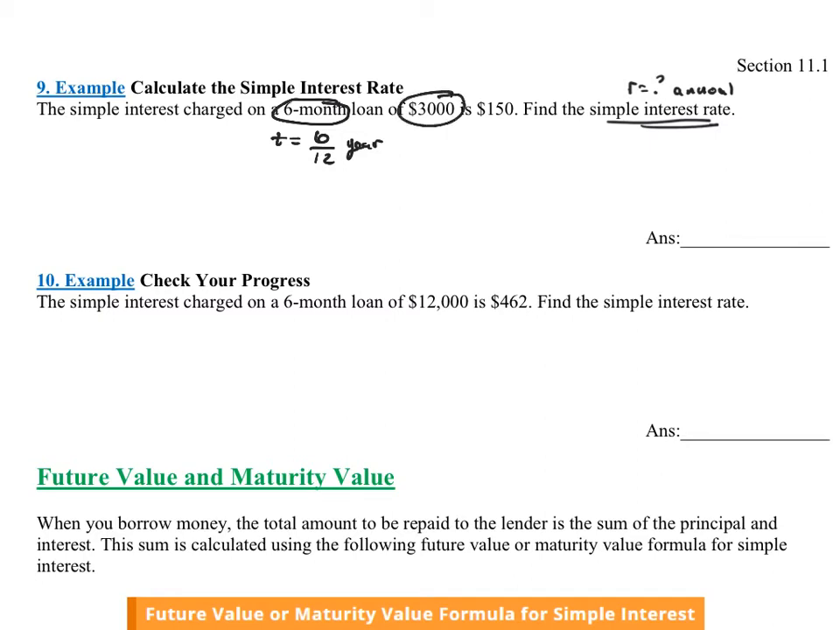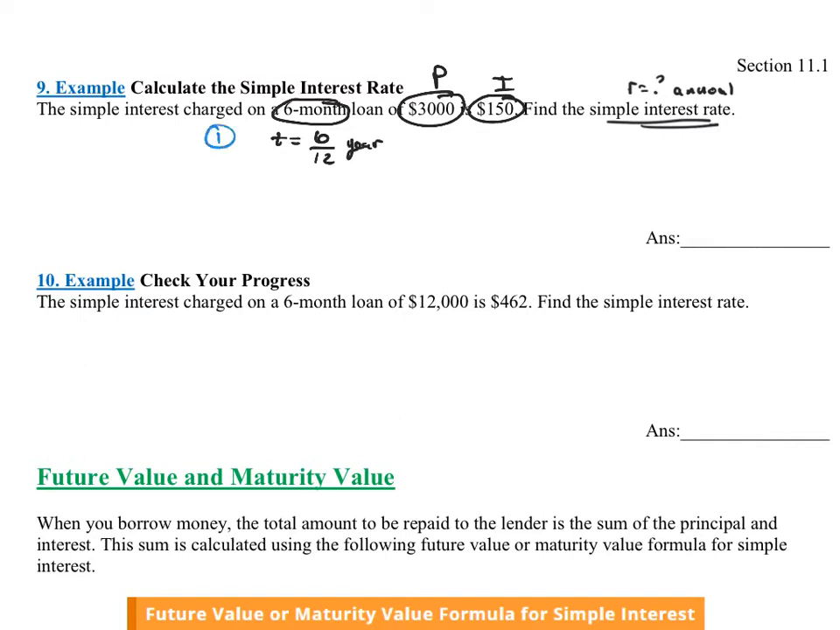Our initial investment is P, the $3,000, and it's telling you the $150 is I. Notice that's a dollar amount. That's not your interest rate. That's your interest dollar amount. So we have something different going on here. We're not solving for I. We're actually solving for R.